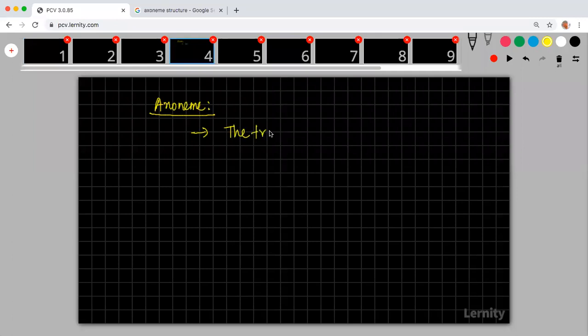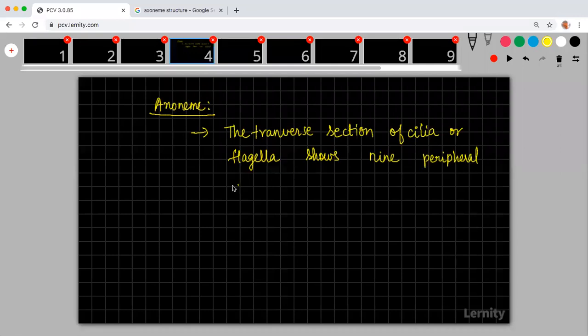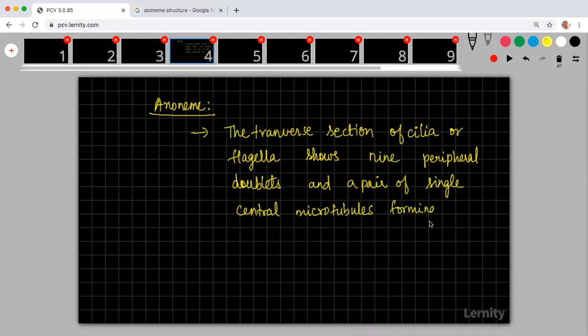The transverse section of cilia or flagella shows 9 peripheral doublets and a pair of single central microtubules, forming a 9+2 arrangement.